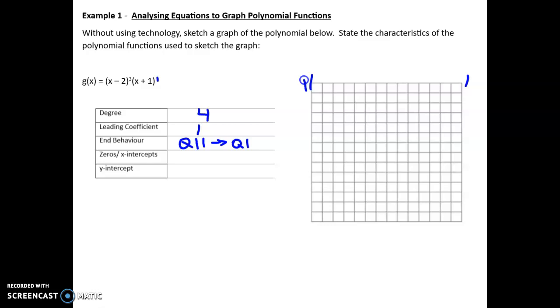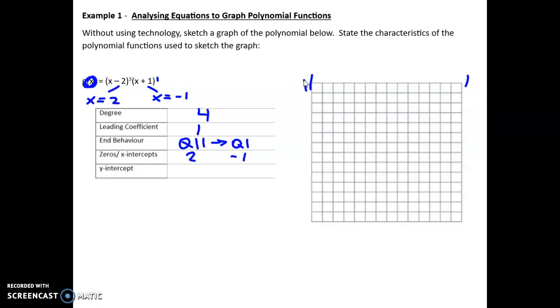Now we can go and find the zeros or the x-intercepts. How do you always find an x-intercept? Make the brackets equal 0. Make y 0. So if I make the y value 0, that means that one of my x-intercepts is at 2, and the other x-intercept would be at negative 1. So I'm going to have an x-intercept at 2 and an x-intercept at negative 1.